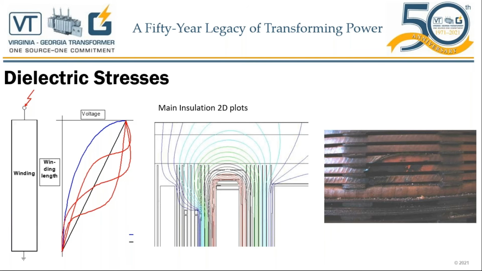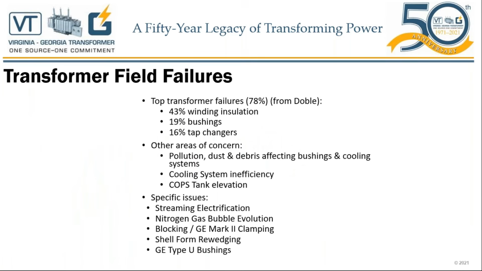So this is where the investigation steps come in, where we have to have a lot of data. The really good investigations rely on data collected all the way from factory manufacturing, factory design, factory shipping conditions, and also one of the most important, field maintenance. Transformer field failures: some of the data here is top transformer failures. This data is from Doble.